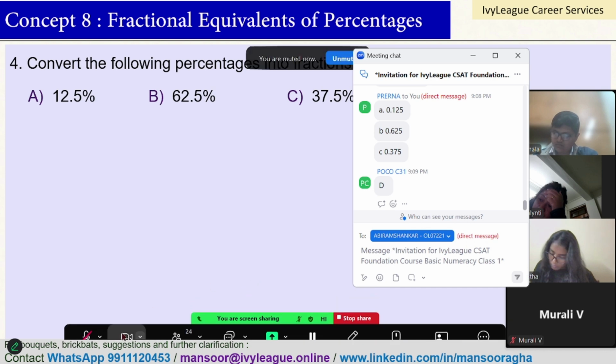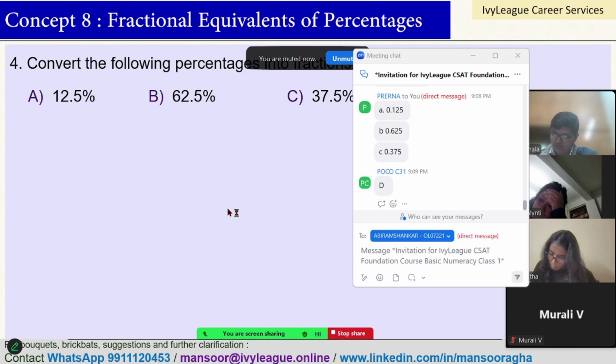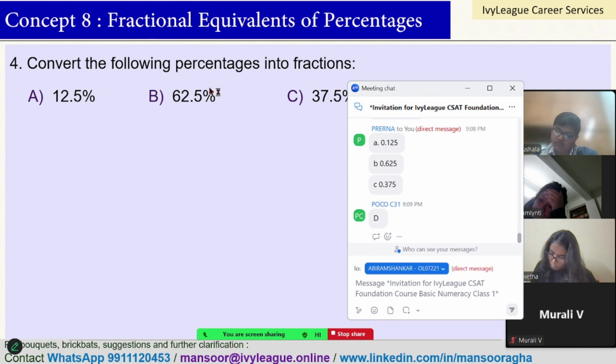You need to read the question again. Prerna, you need to read the question again. You have to convert these percentages into fractions, not into decimals. Decimal is different from fraction. Fraction is x upon y. Let's start. I'll do it again.